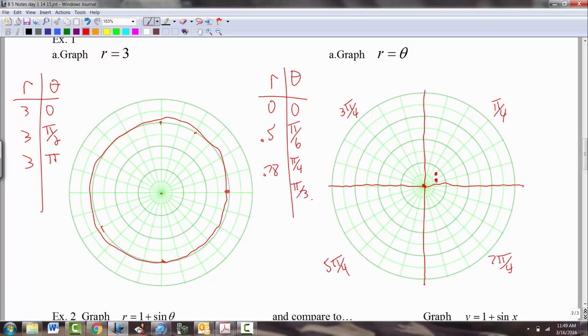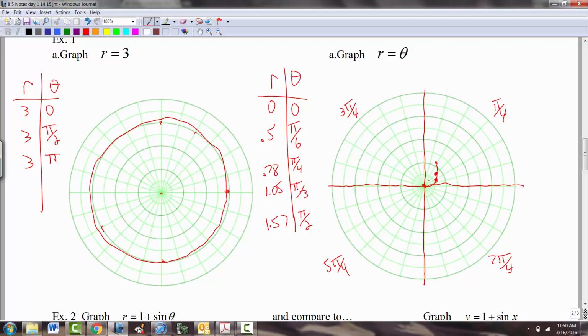What's pi over 3? Well, let's actually find it: 1.05. So this is strange. Pi over 3, I get 1.05. If I connect these right now, this is what I'm getting. Anyone have an idea what this is going to be a picture of? A spiral.